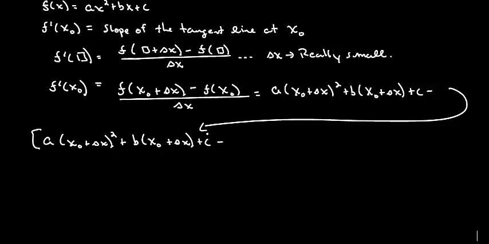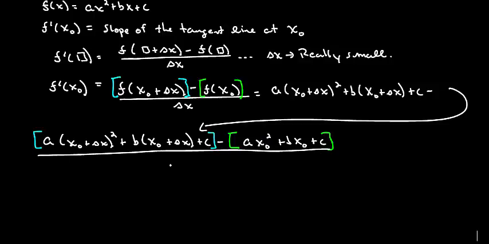Let me use a different color here. This guy right here that I wrote is this guy right here. Now we're going to subtract off this guy. So that's going to be a x naught squared plus b x naught plus c. Why? Because this right here is f at x naught. We're plugging in x naught into it. And that's all over delta x.